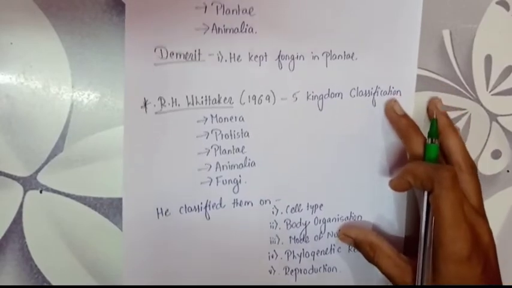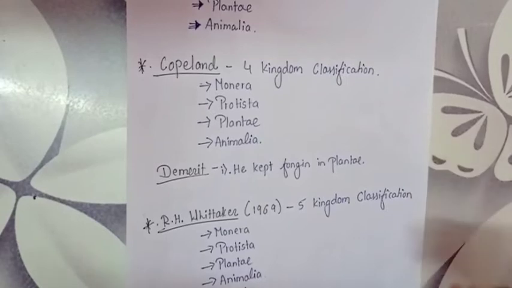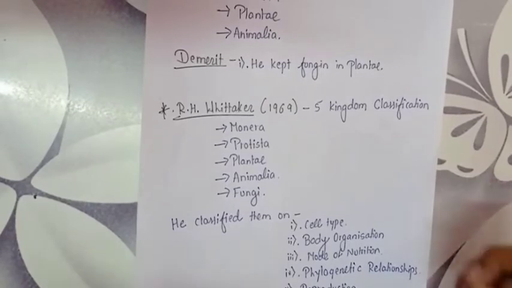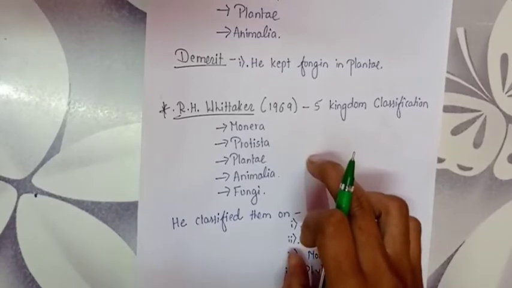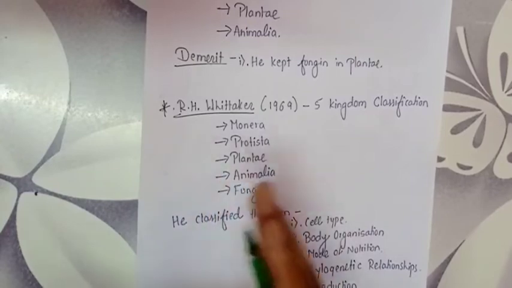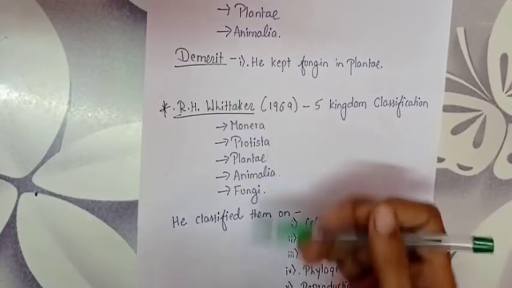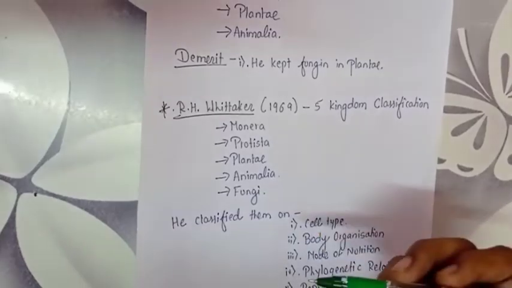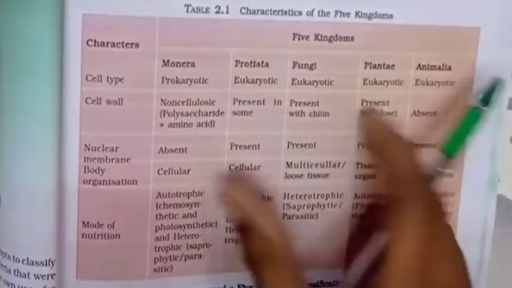Here we have covered all the attempts that have taken place to classify the living organisms. The classification we use, which is more in use, is the five kingdom classification done by R.H. Whittaker. Now, let's see all the features in tabular form as given in NCERT, of Monera, Protista, Plantae, Animalia and Fungi. We are going to see the characteristics of the five kingdoms made by R.H. Whittaker in 1969.